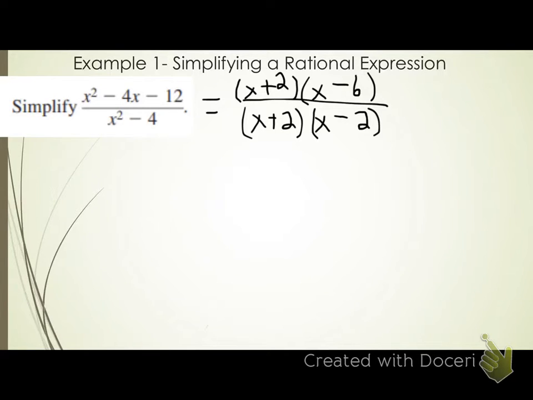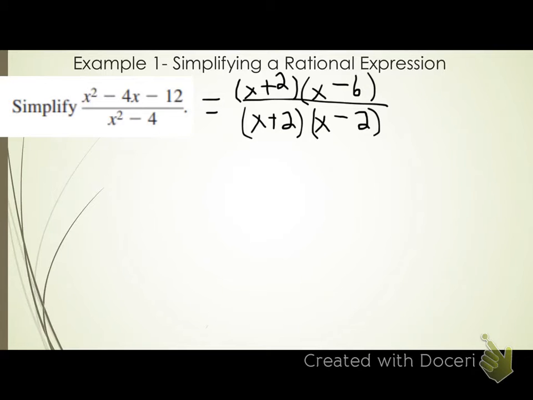If you forgot how to factor a difference of squares, you could always rewrite it as this and factor like normal. You're looking for two numbers that multiply to give you negative 4 and add to give you 0. That's positive 2 and negative 2. That would work as well. Any questions on how I factored my numerator or my denominator?